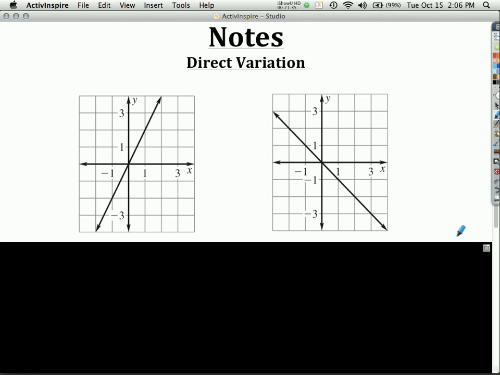Could someone use a technical term to describe what she was describing? Stephanie? Very good. They both pass through the origin, which is what Shannon was saying. They both pass through the middle. A direct variation always passes through the middle. Always. So if you have an equation that's in slope-intercept form, and then you graph it, and you see that the line goes through the origin, it's a direct variation.